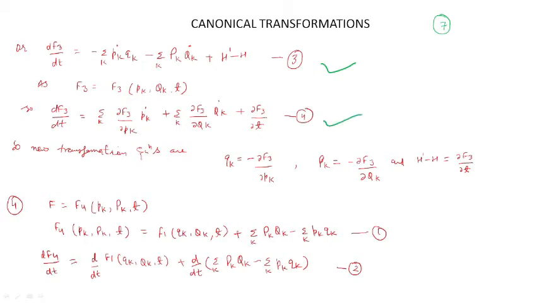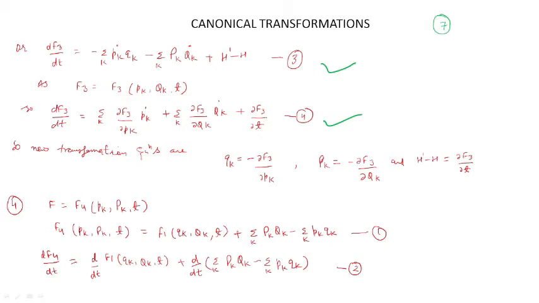Now if we compare equation number 3 and equation number 4, then we can have small qk is equal to minus del F3 over del pk, and capital Pk is equal to minus del F3 over del Qk, and h dash minus h is equal to del F3 over del t.